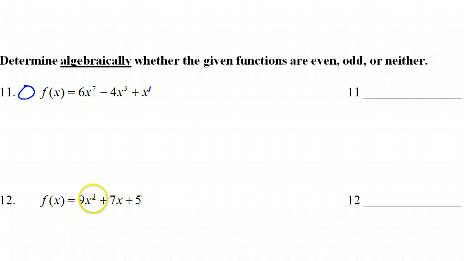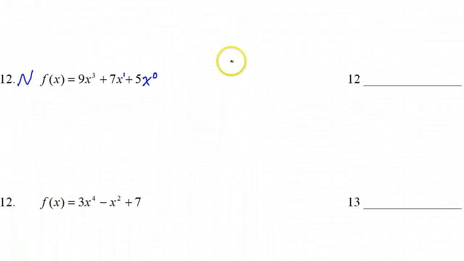Looking at this one, let's see, I have 3, 1. Now be careful. When there's just a constant here, this is like having x to the 0 power. And 0 is even. So I have some odds, and then I have an even. So that means this is actually neither. I know that's going to be neither.